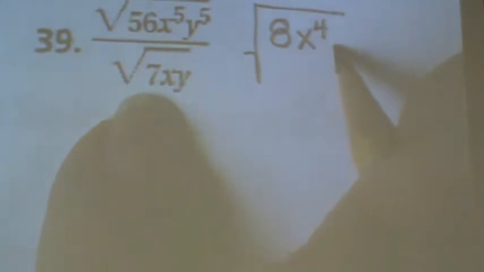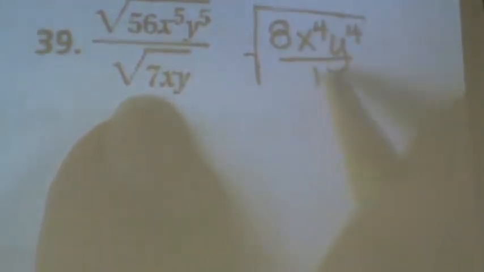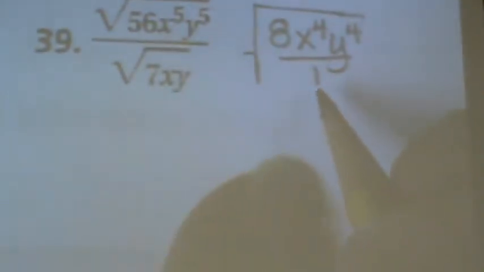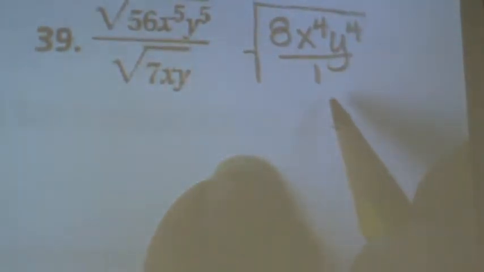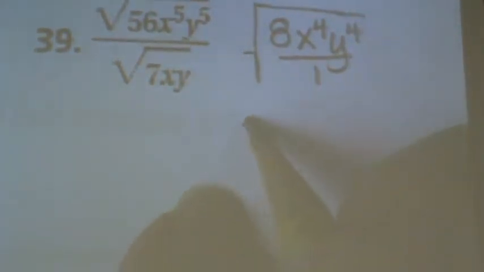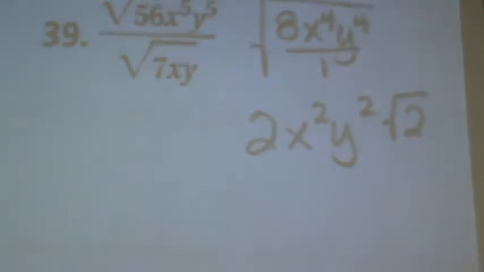Okay, 39. 7 goes into 56 how many times? 8. That's on top, right? We're going to cancel x's. How many x's do we have on top? 4. And how many y's do we have on top? 4. And since there's going to be a 1 on the bottom, when we take the square root of the top, what's left? 8 is 2 times 2 times 2, so 2 x squared y squared root 2. Good job.